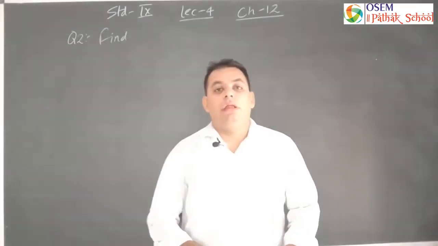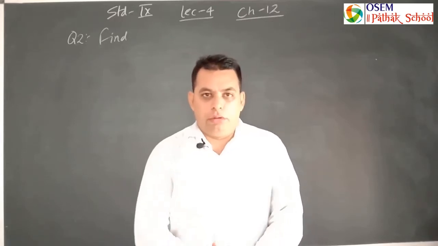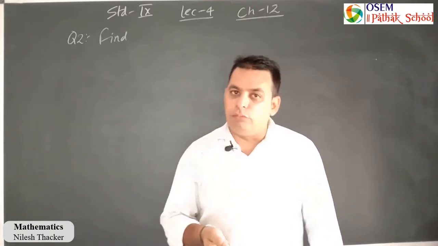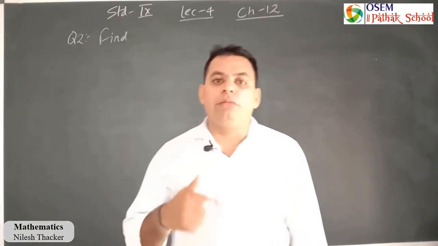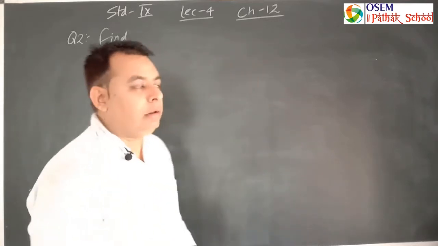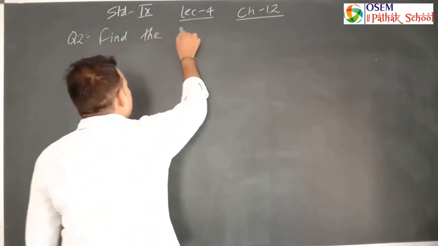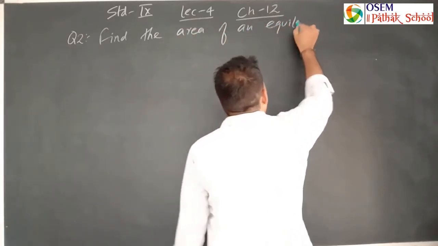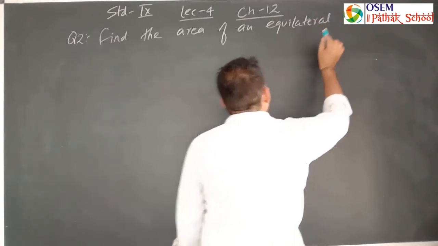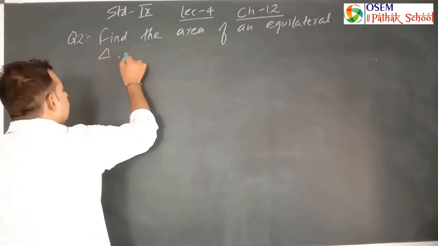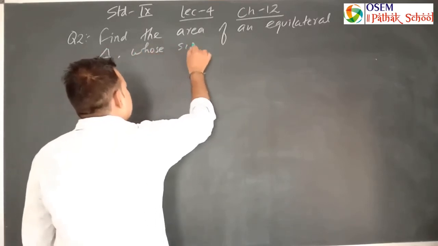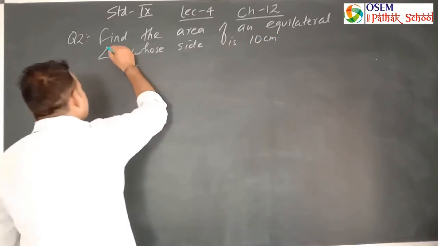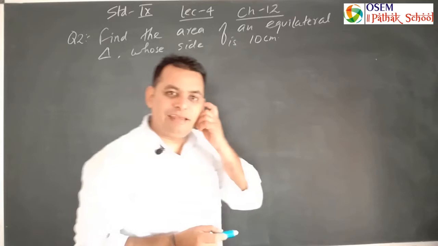Okay. Now students, I am going to explain the equilateral triangle: how to take out the area of an equilateral triangle by both methods, using its formula, that is root 3 by 4 side square, and also using Heron's formula. The question given is: find the area of an equilateral triangle whose side is 10 centimeter. As we know, an equilateral triangle is a triangle whose all sides are equal.